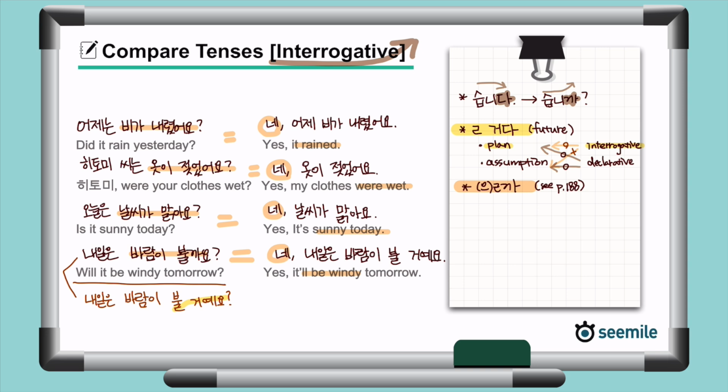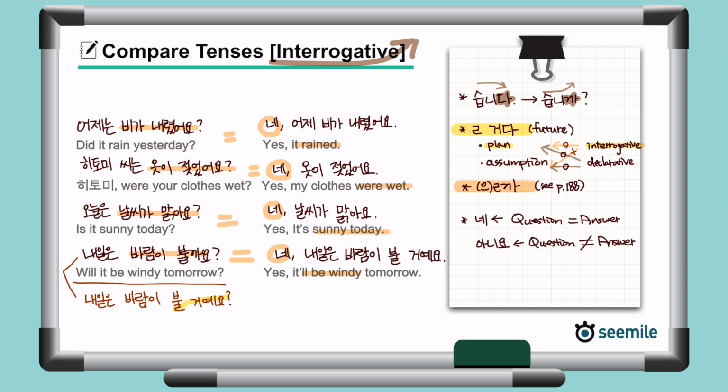Here, all the answers start with 네, which means yes, but you've also learned how to say no as well. 아니요. In English, you say yes when the answer is positive and no when negative. But in Korean, you say 네 when the fact implied in the question is true and 아니요 when it's not, regardless of whether the answer is positive or negative.